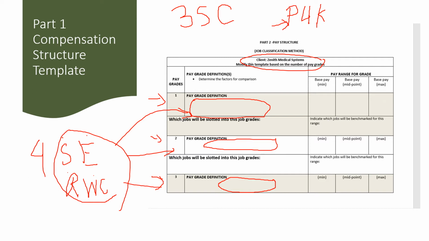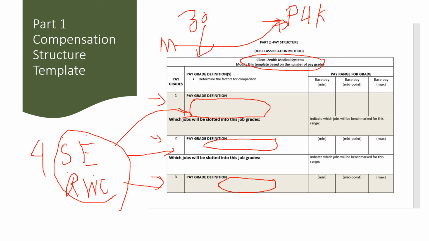So if you've identified maybe your management positions as being part of your pay for knowledge system, then your management jobs will not be listed in your compensation structure. So you'll deduct them from your 35 jobs. So suppose there's 5 management jobs, that means that you'll only now have 30 jobs that you have to sort into the pay grades.